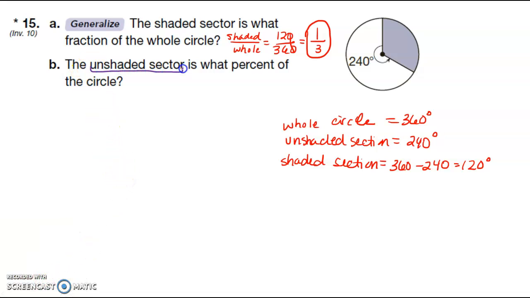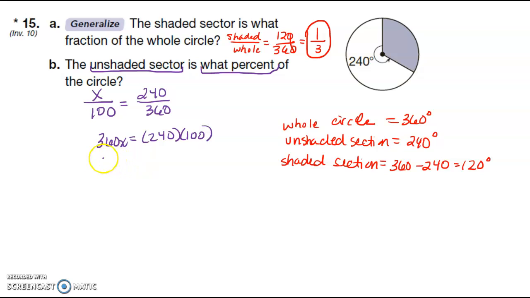The unshaded sector is what percent? So what percent, what per 100, is equal to 240 over 360. I'm going to cross multiply. You may have a different way to do this. That's perfectly fine as long as you're 100% correct. I get a really large number here, and I get 66.6 repeating percent.